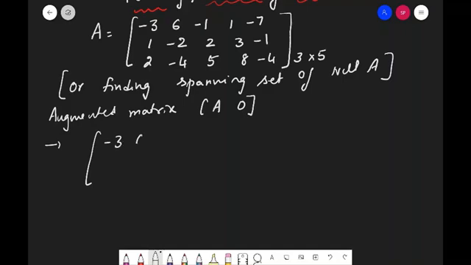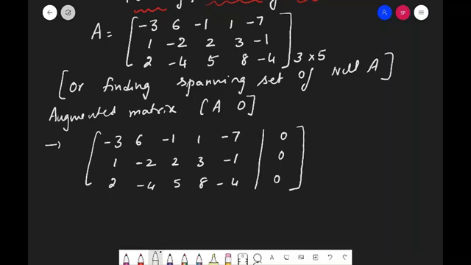So it is -3, 6, -1, 1, -7, and then 1, -2, 2, 3, -1, and then 2, -4, 5, 8, -4. Then this should be augmented with a column of zeros. Why? Because you will get linear equations which are homogeneous. We are not discussing all that, we are giving the procedure. Now we have to reduce this to echelon form.